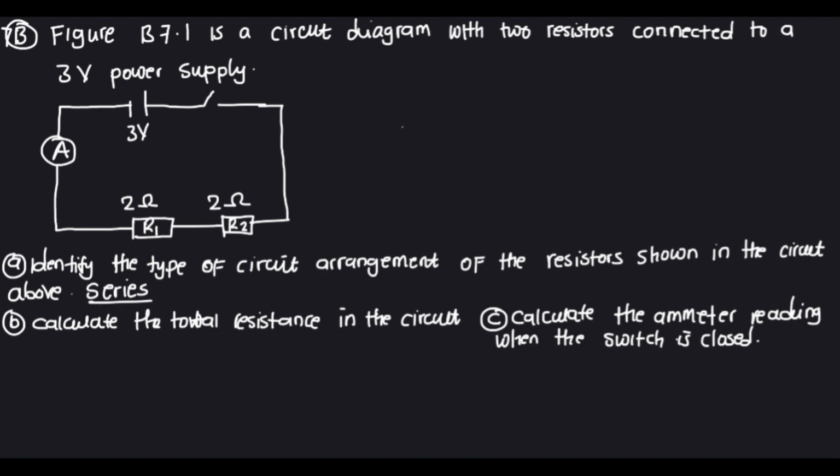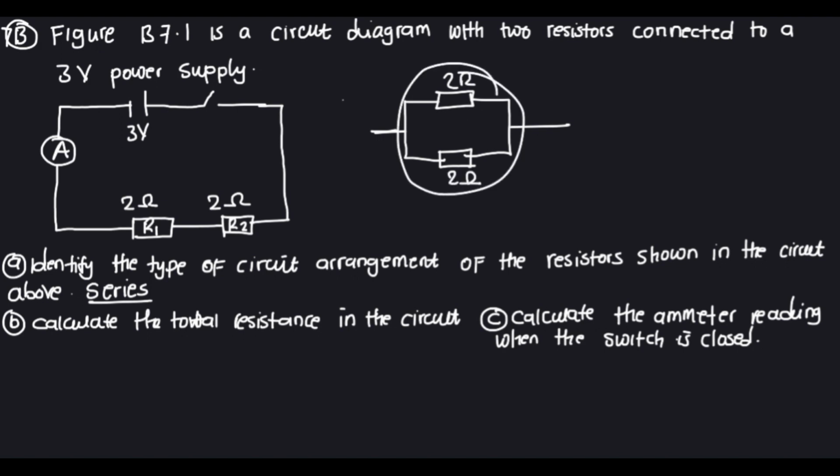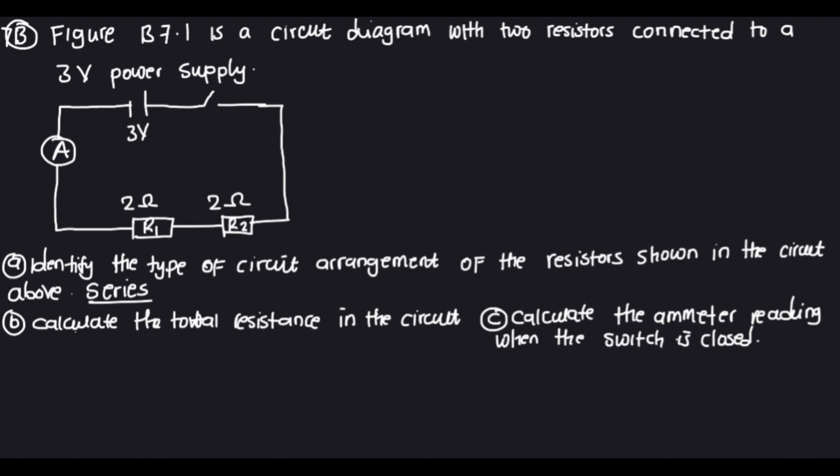Now the parallel connection is like this. Let me see if I can give you a picture of the difference between them. Whenever you see this, this is what we call the parallel circuit. So you are able to see the difference. We have the 2 ohms here, then also 2 ohms here. So this is what we call the parallel.